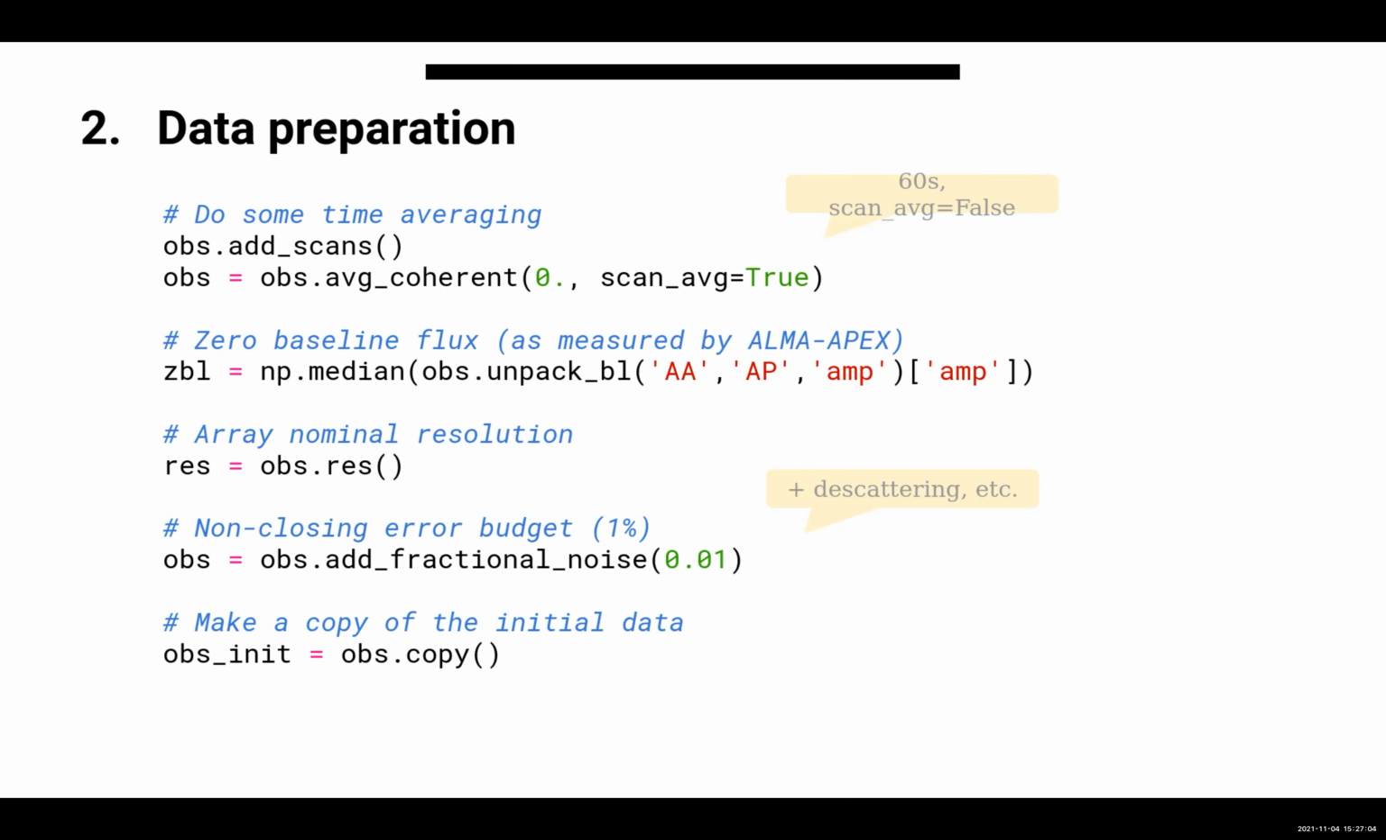And then you can also define your array nominal resolution, which is just 1 over the maximum projected baseline that you have. And then you will also define your non-closing error budget, which in this case is 1%.